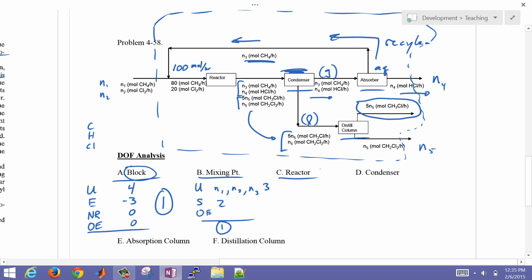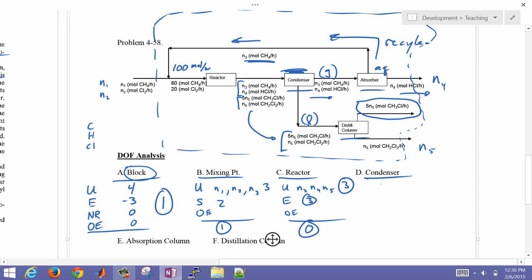So let's do it around the reactor now. The reactor is reacting, so we're going to do the elemental balances. Unknowns: we have N3, N4, and N5 around the reactor, which gives us 3 unknowns. Then elemental balances, again, we have carbon, hydrogen, and chlorine, which gives us 3. Other equations or non-reacting species, we don't have any of those, so that gives us 0 degrees of freedom. That means we can solve this with the available information. Let's continue with our condenser. This is going to be non-reacting. We have unknowns here.